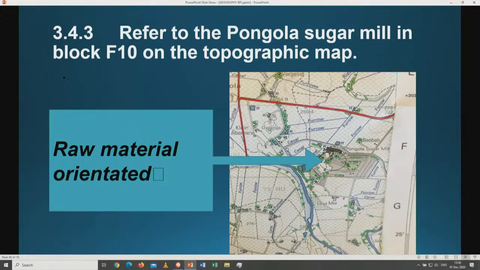Simply because, grade 12, these industries called raw material oriented are located close to the raw material. They are located close to the raw material because they need to process that material. There should be an industry next to the raw material, and sugar cane is the raw material that the sugar mill needs. So that is why this one becomes a raw material oriented industry.